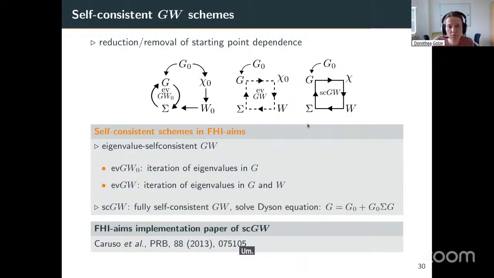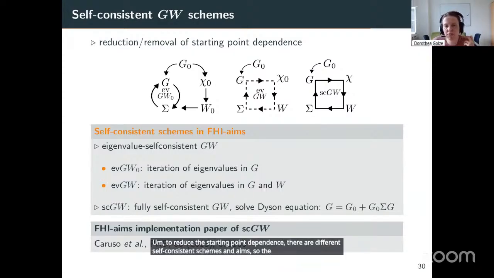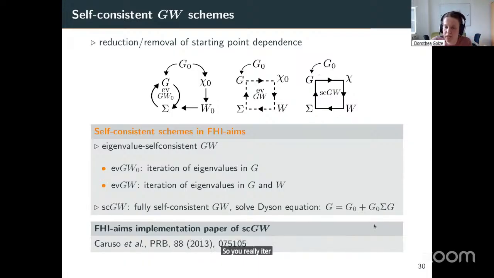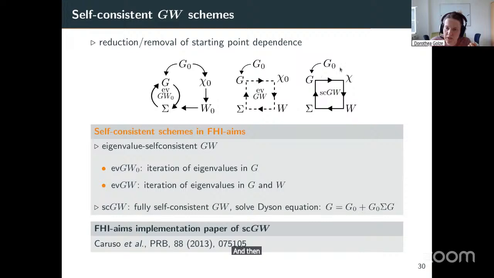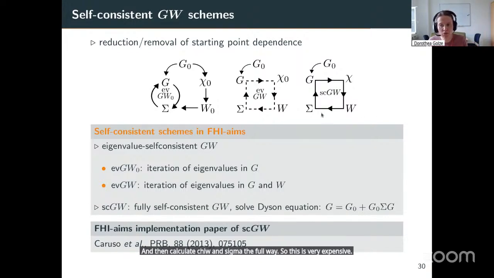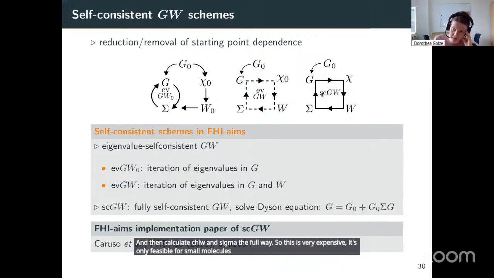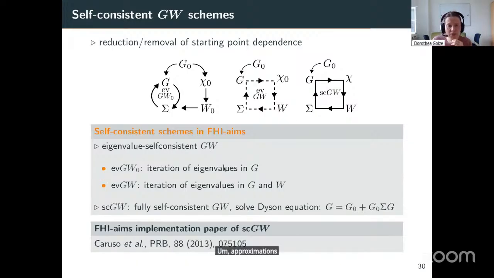To reduce the starting point dependence, there are different self-consistent schemes in AIMS. So the purest approach is fully self-consistent GW sketched here. So you really iterate, you basically solve the Dyson equation as shown here, starting with a guess for G, usually G0, and then calculate chi, W and sigma the full way. So this is very expensive. It's only feasible for small molecules, maybe 10 or maximum maybe 20 atoms. The approximations to the self-consistency, you can only iterate eigenvalues in G.